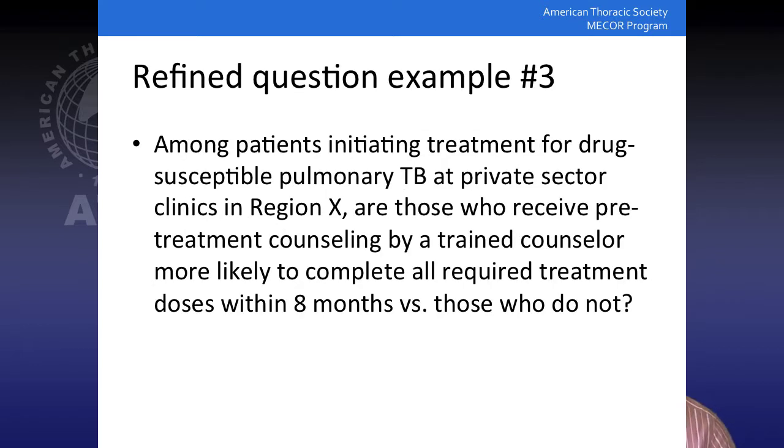Here's another example, and the last one that I'll go through. Among patients initiating treatment for drug-susceptible pulmonary TB at private sector clinics in Region X, are those who receive pre-treatment counseling by a trained counselor more likely to complete all required treatment doses within 8 months versus those who do not? So here, again, the population and the outcome are the same, and here we're talking about a specific intervention, instead of an exposure. And the intervention here is receiving counseling by a trained counselor pre-treatment. So again, we're clearly specifying exactly what it is we intend to study.